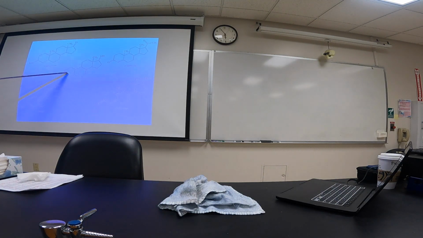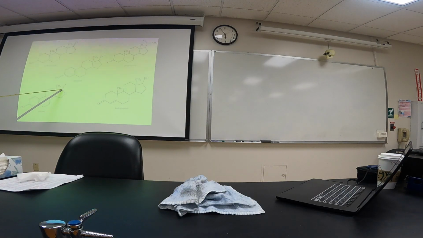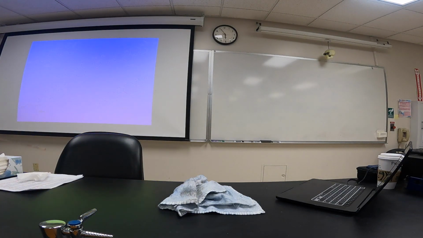Here we have phenol, here we have phenol, we still have the methyl group, we still have the methyl group, but instead of a ketone functional group, here we have an alcohol functional group. So this is our difference between estrone and estradiol.